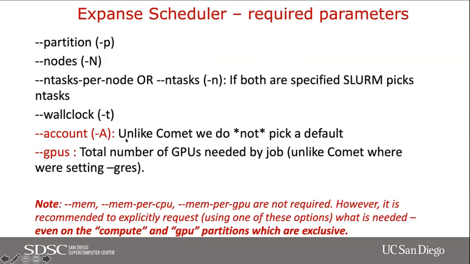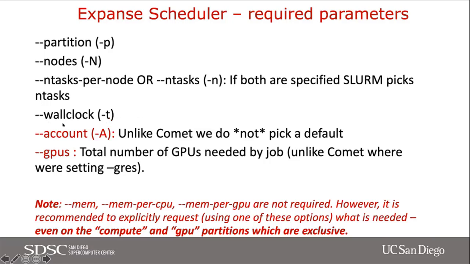A few other things on the Expanse scheduler side: we have a few required parameters. First is the partition, the -p option or the --partition option. We would like you to put that in explicitly. On Comet, I think we defaulted to compute, so this is something you would want to put in. You would need a number of nodes, and the number of tasks per node or the number of n tasks. One of the two needs to be specified. Slurm will pick n tasks if you specify that.